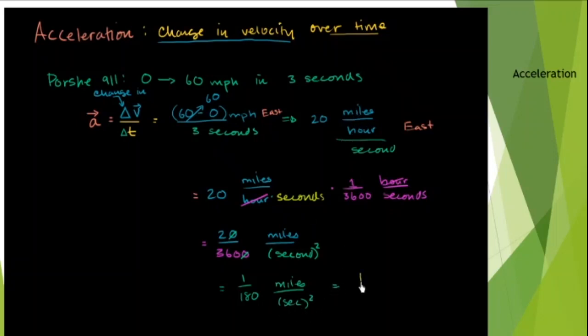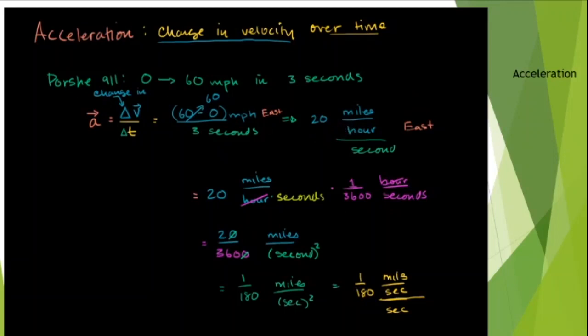This is 1 over 180 miles per second, and then we divide by seconds again, per second, or maybe I could write it like this, per second, where this whole thing is the numerator. So this makes a little bit more sense from an acceleration point of view. 1 over 180 miles per second. Every second, this Porsche 911 is going to go 180th of a mile per second faster. And actually, it's probably more intuitive to stick to the miles per hour, because that's something that we have a little bit more sense of.